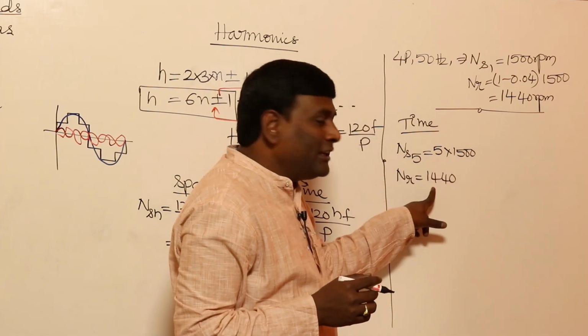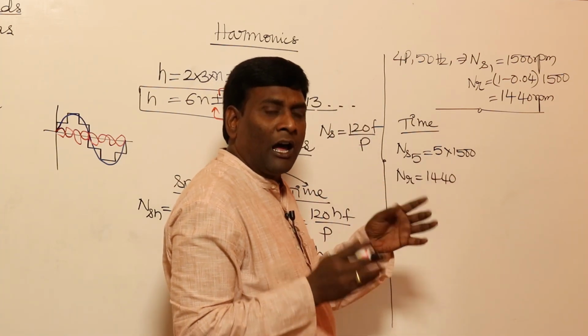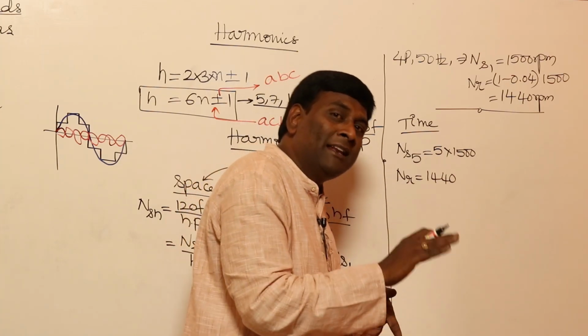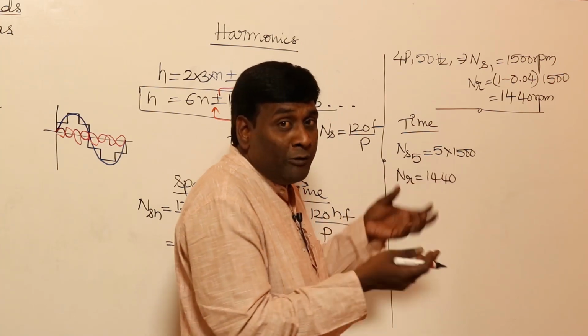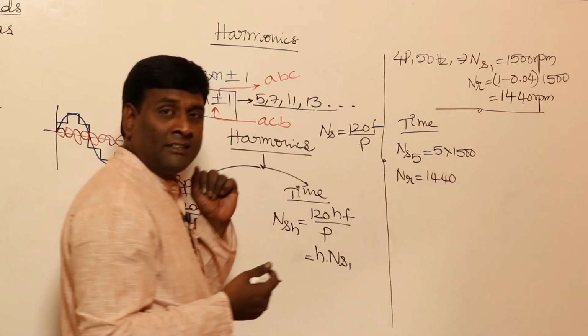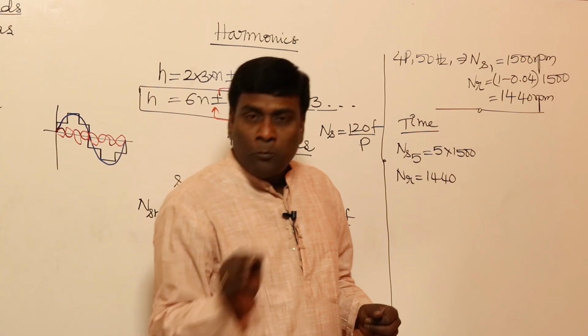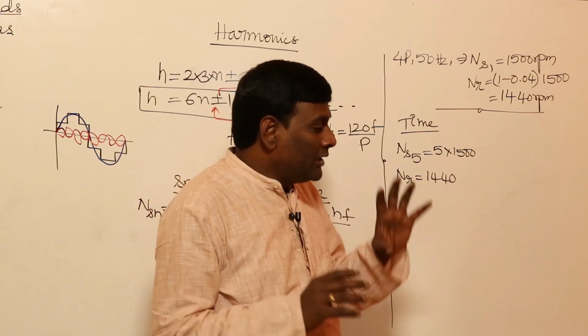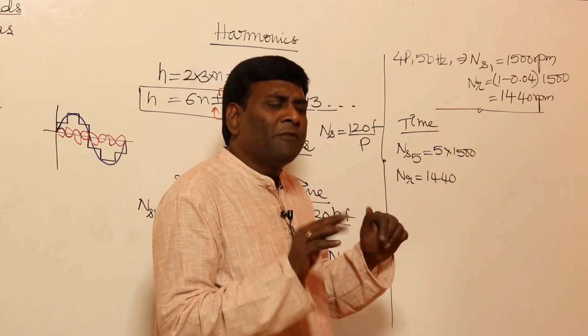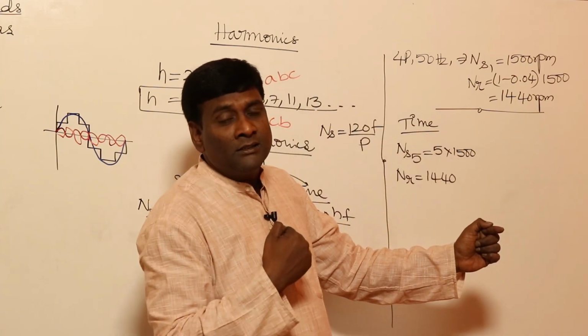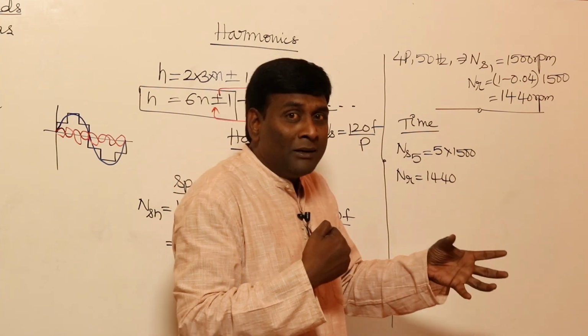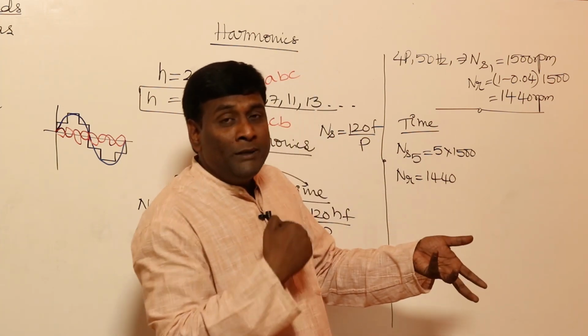Now the rotor will always rotate in the same direction as the RMF created by the stator fundamental. The 5th harmonic component will rotate in the opposite direction because ACB is the phase sequence. So the point here is very simple. Forget about the rotor: if the fundamental is rotating in this direction, the 5th harmonic rotates in the opposite direction. Now the rotor is rotating in the fundamental direction. So what is the relative speed actually?